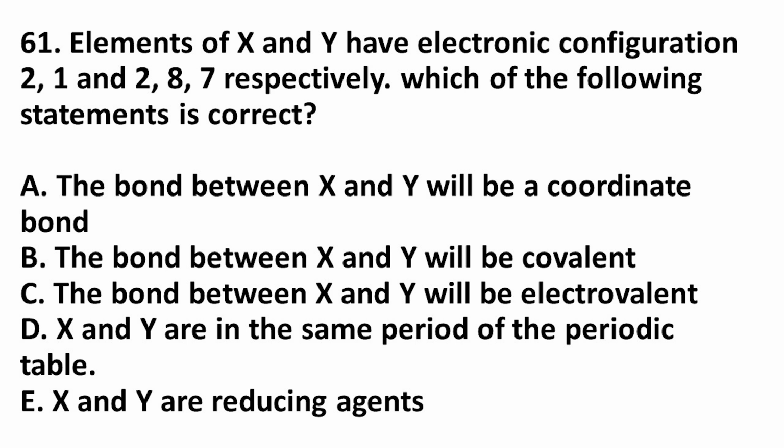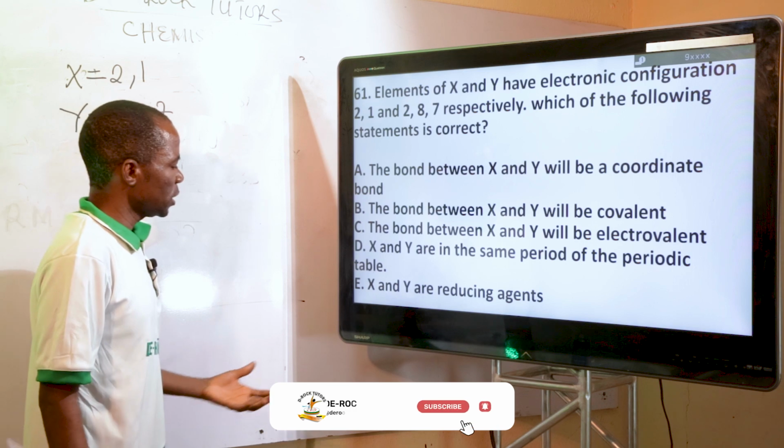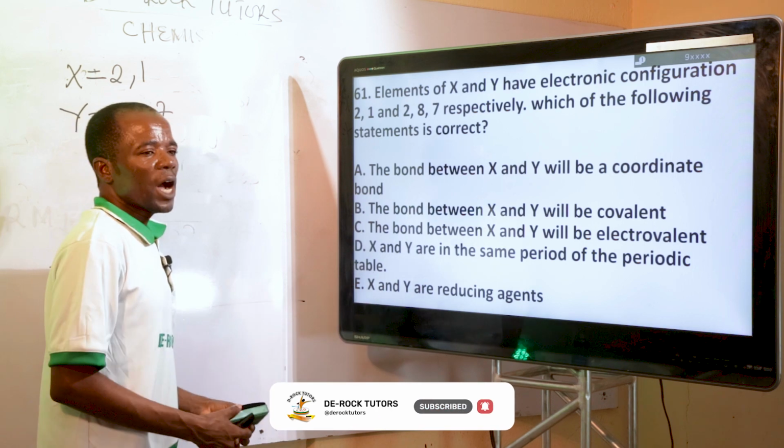A. The bond between X and Y will be coordinate bond. B. The bond between X and Y will be covalent. Basically, the question is asking, what type of bond will be present? And maybe E. X and Y are reducing agents.